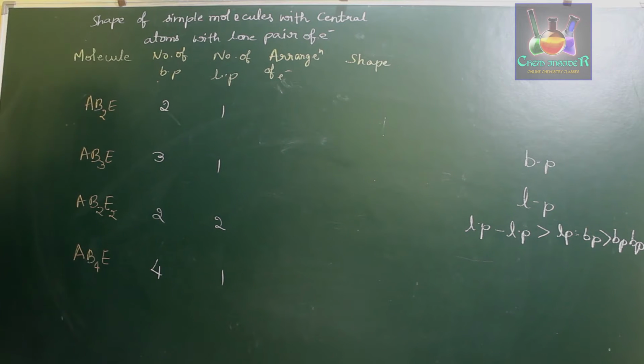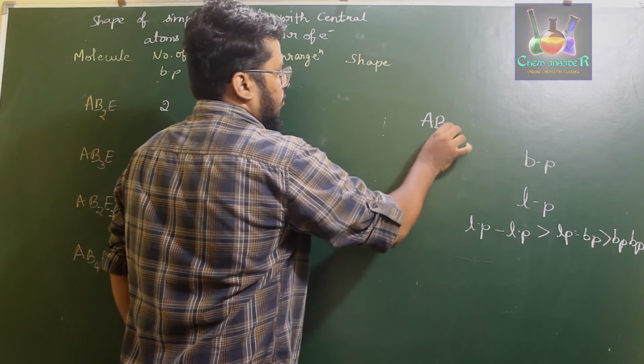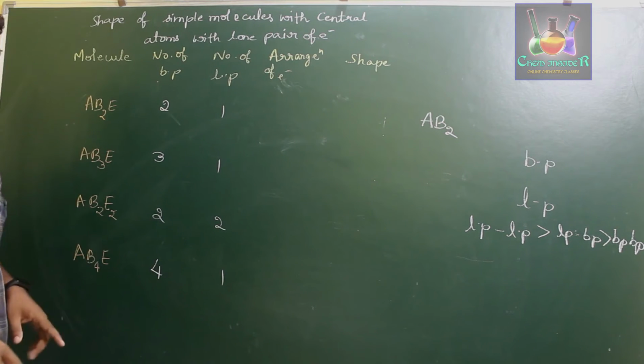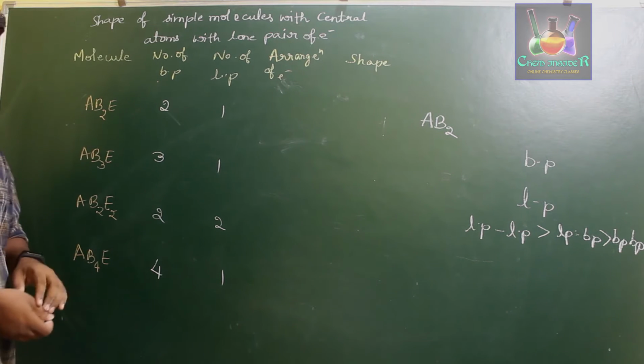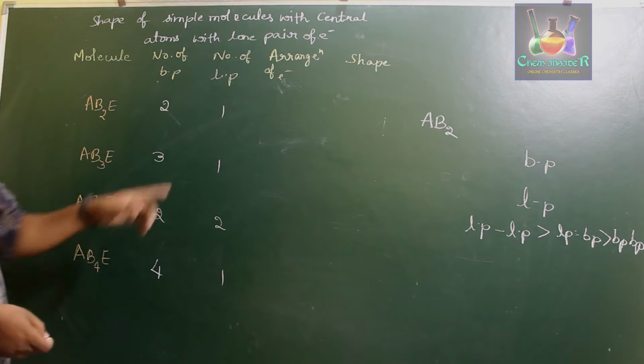Now, let us discuss certain molecules which have at least one lone pair of electrons on the central atom. For the first type, AB2E. In the previous video, we came across the shape of the AB2 molecule, where it did not have any lone pair of electrons. Here, this E denotes the presence of a lone pair of electrons.